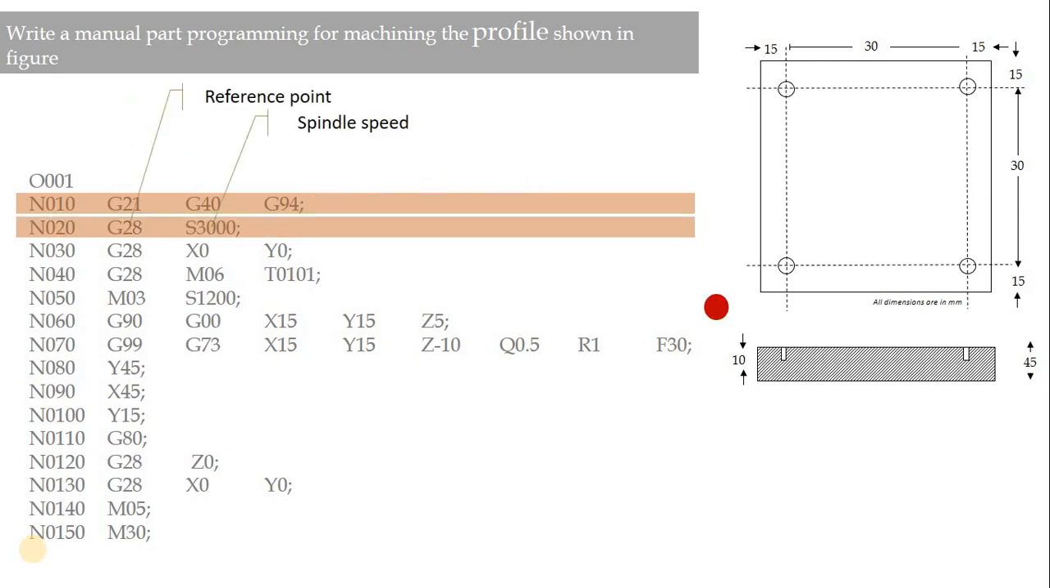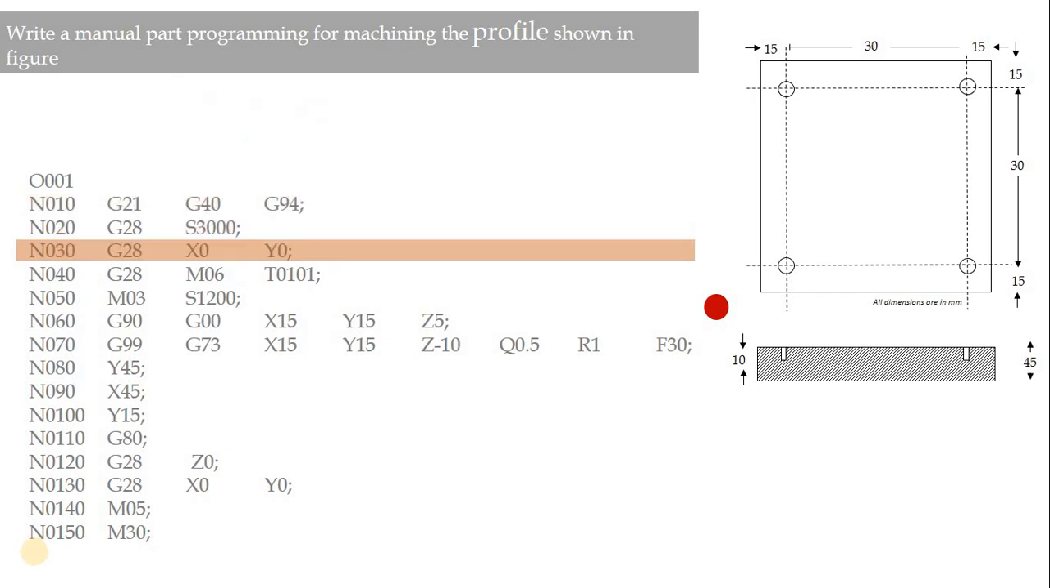The second line of the program talks about G28, which refers to a reference point or machine reference point for the program, and S will tell you the speed of the spindle. The next line is again G28, which is a home position indicated by X0 and Y0 coordinates.